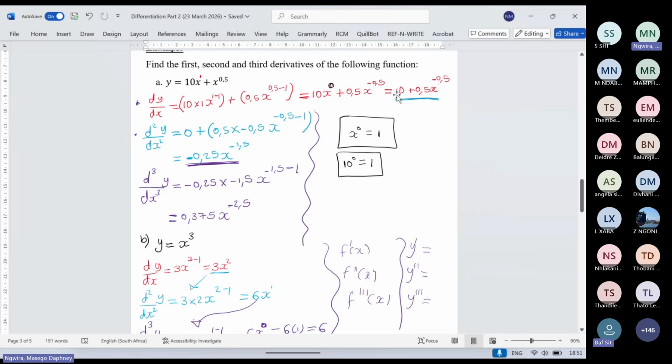What is the derivative of 10? It's 0. The derivative of 10 is 0. I'm already deriving here. I didn't rewrite this. That's why I said 0.5 times negative 0.5. I am already deriving. You derive the 10, you derive the 0.5.